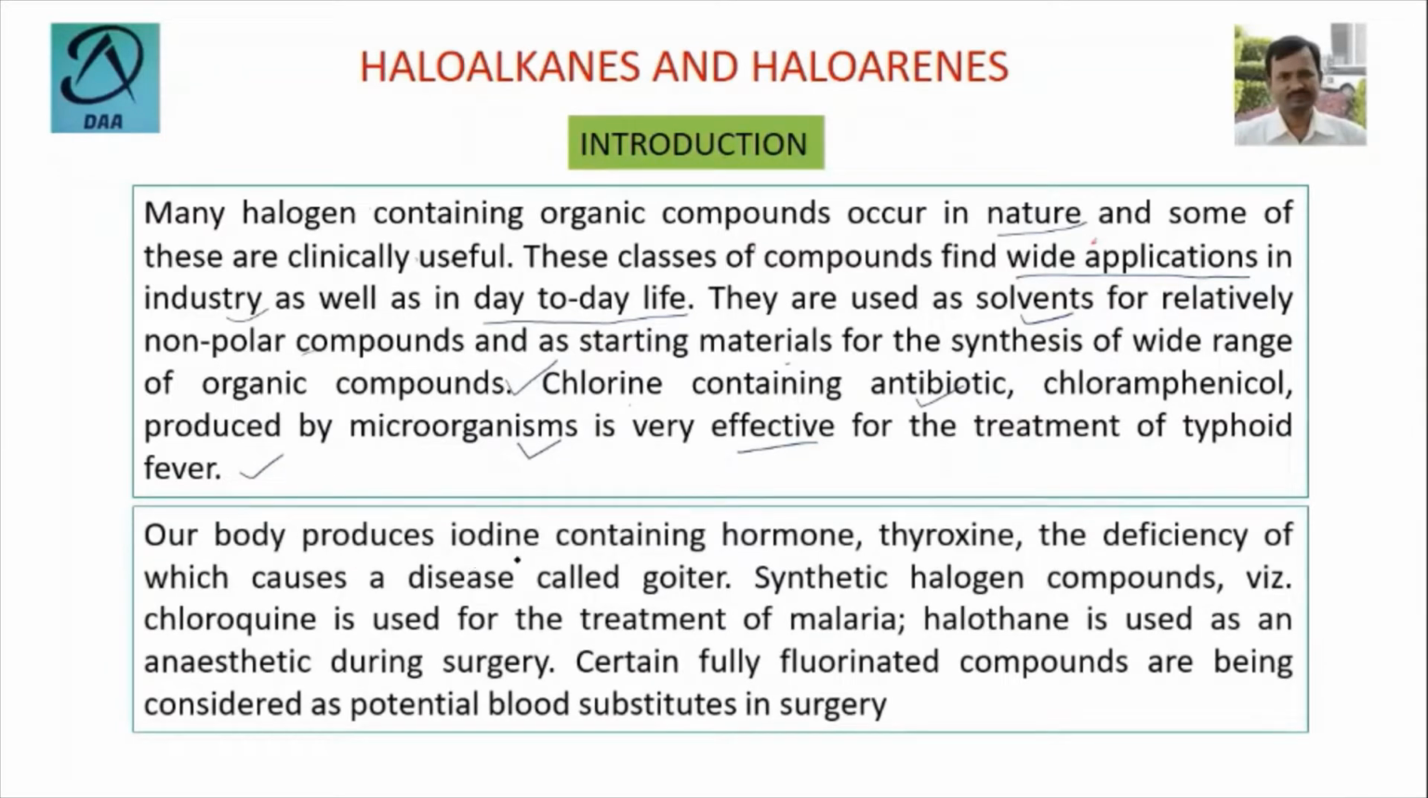Our body produces the iodine-containing thyroxine, and it is used for the deficiency which causes a disease called goiter. Synthetic halogen compounds are chloroquine and hydroxychloroquine. Chloroquine is used for the treatment of malaria.